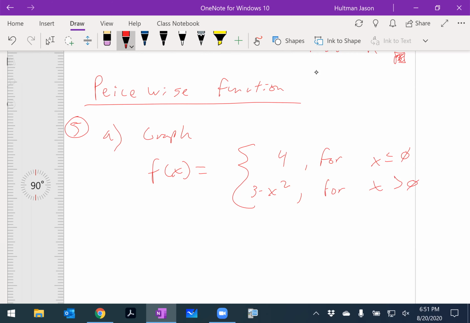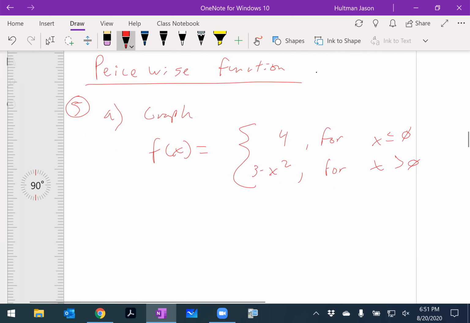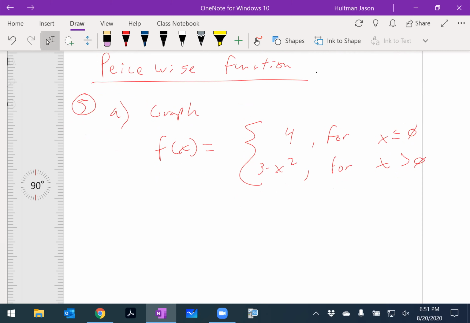So how are we going to graph this guy in pieces? Well, it depends on where we land in our domain. Right? So what does the line y equals 4 look like?